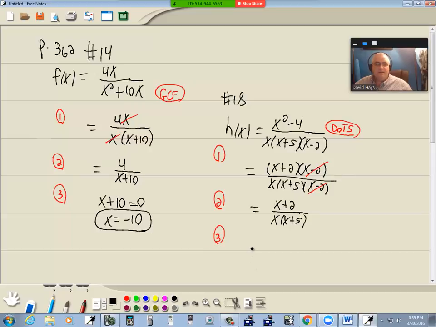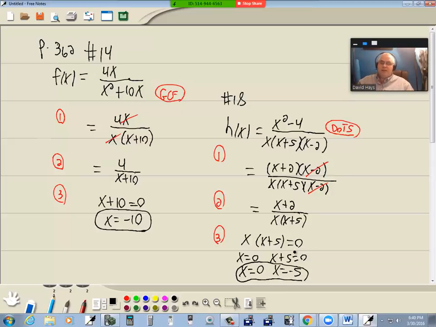Now step 3, set your denominator equal to 0 and solve. So we got x times x plus 5 equal to 0. Set each one of those equal to 0. So we got x equals 0, and we got x plus 5 equal to 0. So we got x equals 0, and x is equal to negative 5. And those would be our vertical asymptotes.